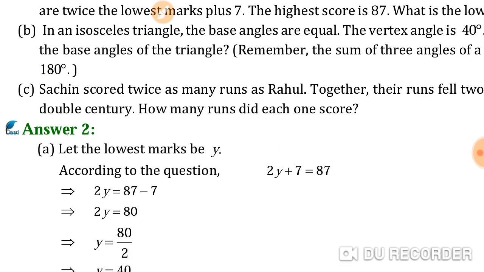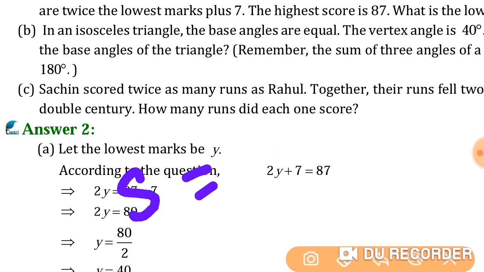Then Sachin scored twice as many runs as Rahul. See here, very interesting. Sachin scored twice as many. So Sachin's score is twice Rahul's.